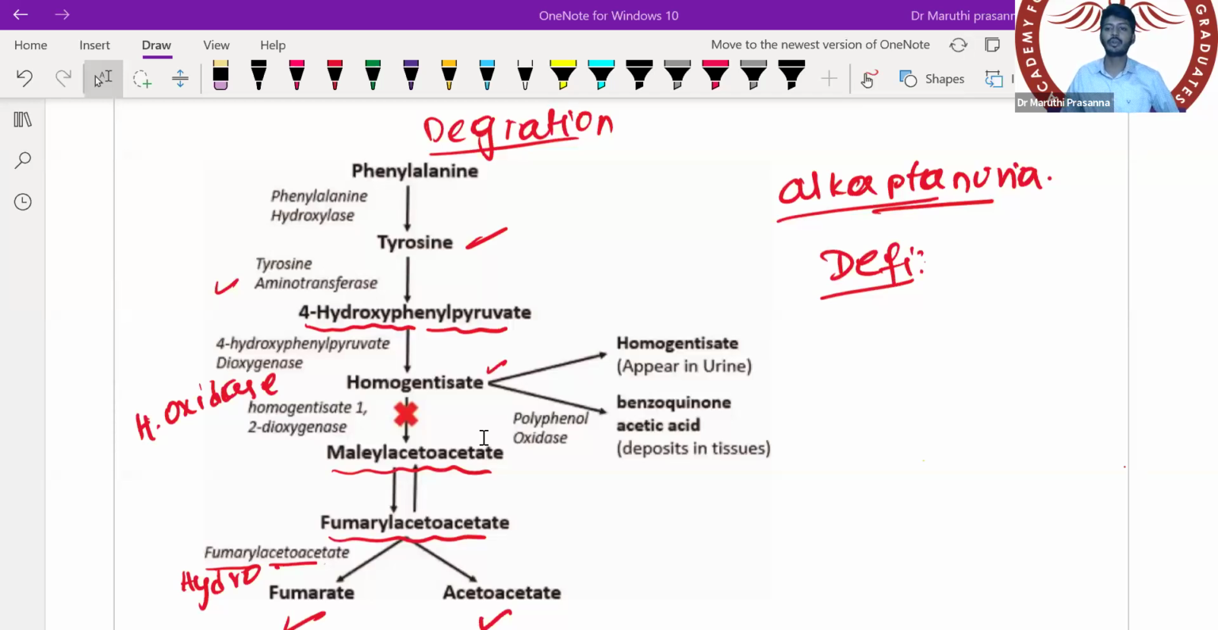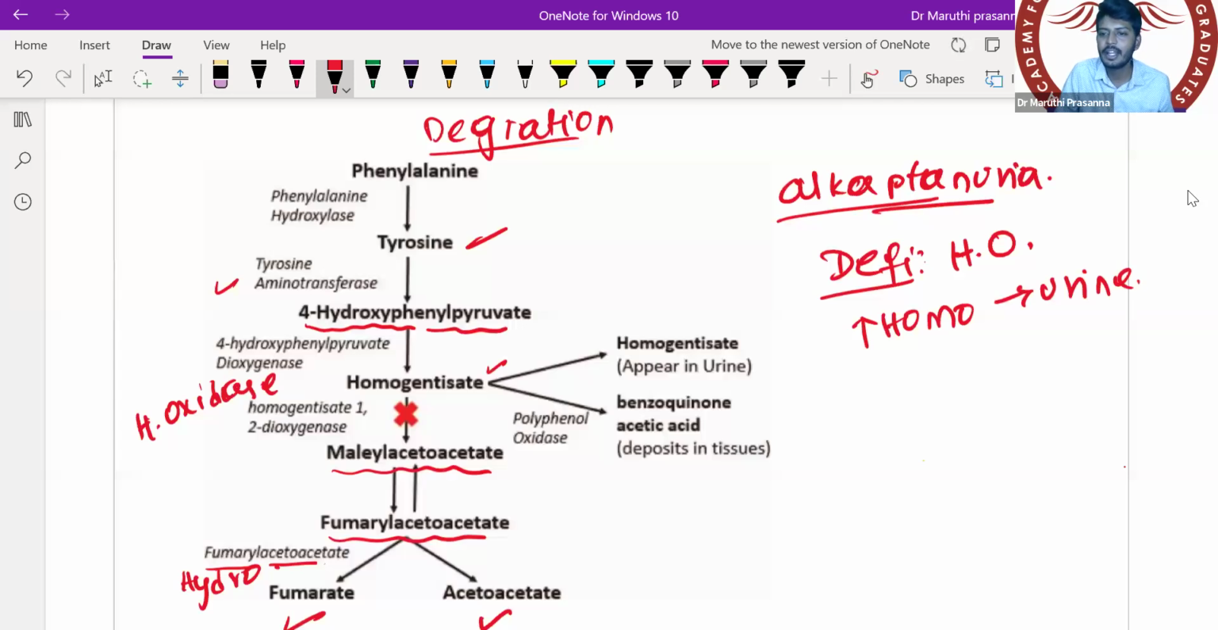Very good. Alkaptonuria is due to deficiency of which enzyme? Homogentisate oxidase deficiency. If there is a homogentisate oxidase deficiency, there is an increase of homogentisate that will enter into urine. Once it enters the urine, it undergoes oxidation when exposed to air.